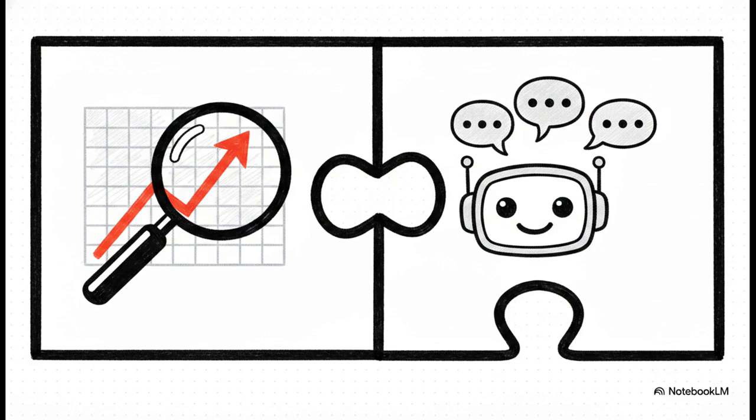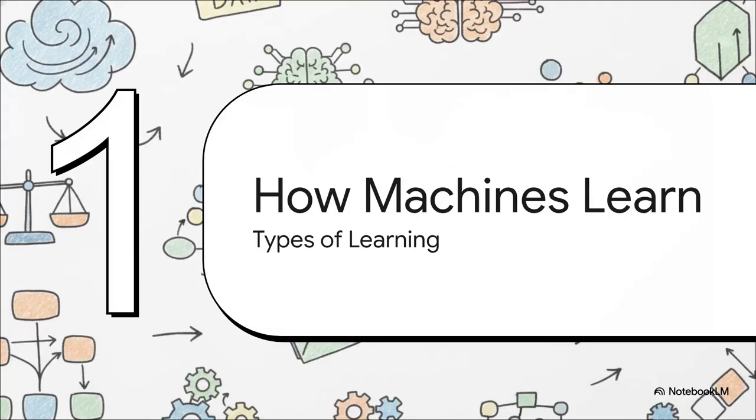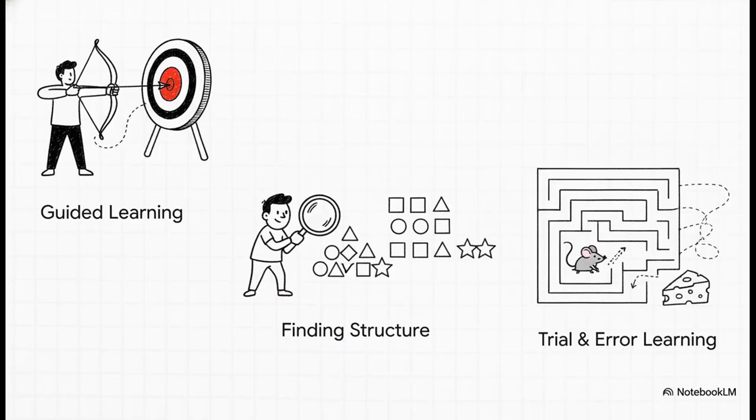Essentially, one detects the risk and the other explains it. Moving on to Section 4. How exactly does a machine learn? If ML doesn't use hard-coded rules, how does it figure things out? Well, there are three main methodologies.